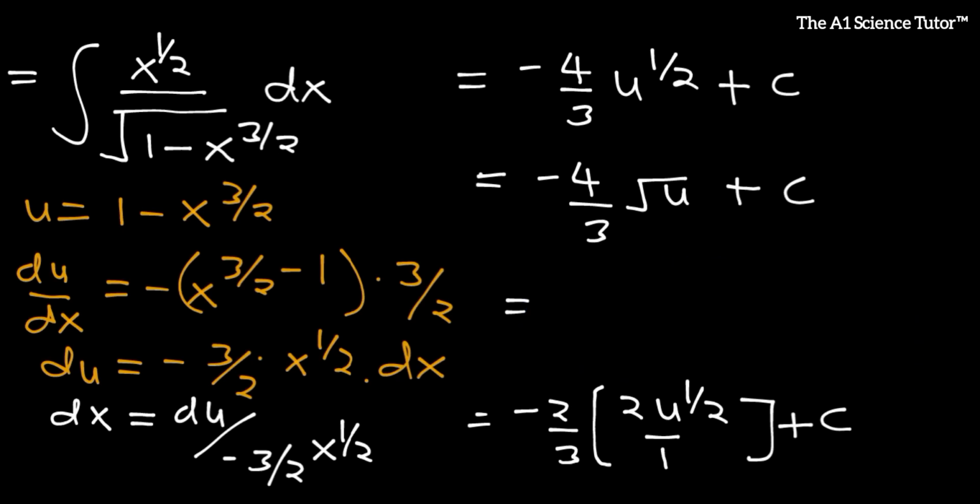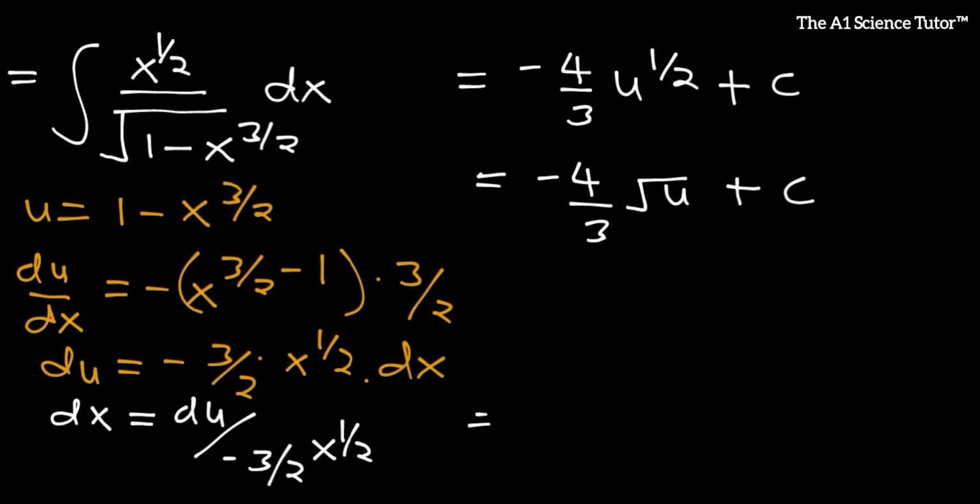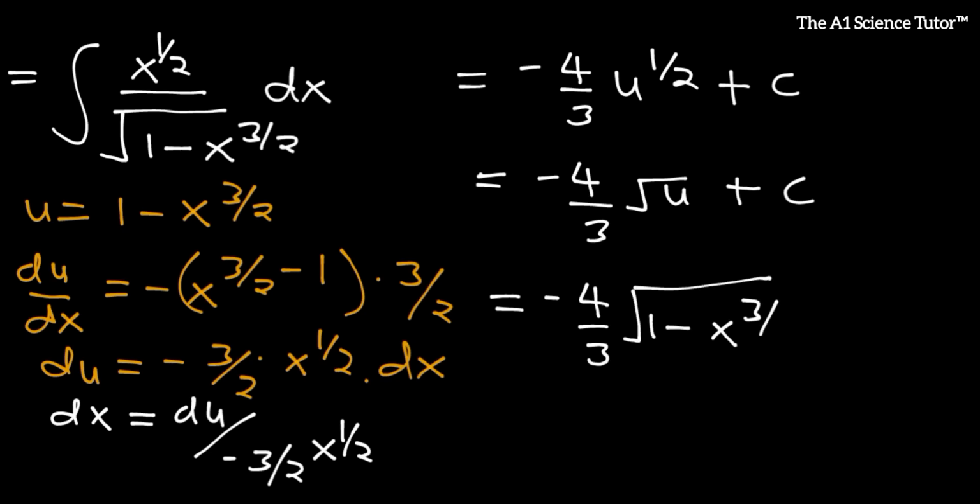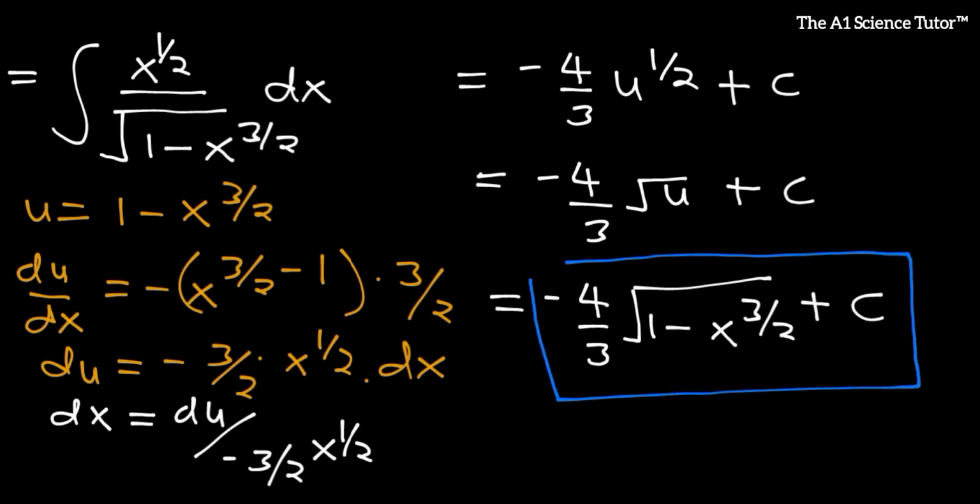Now we know what u is, right? u has been set to be 1 minus x raised to the power of 3/2. So this is going to be negative 4/3, and we would have the square root of 1 minus x to the power of 3/2, plus c. So this is actually the answer to the question. Pretty long, isn't it? Yeah. So let us try out some few more.